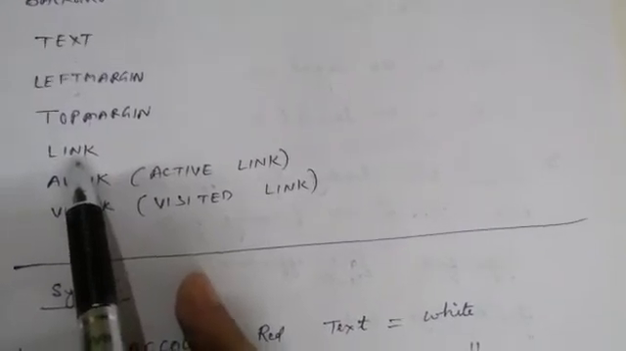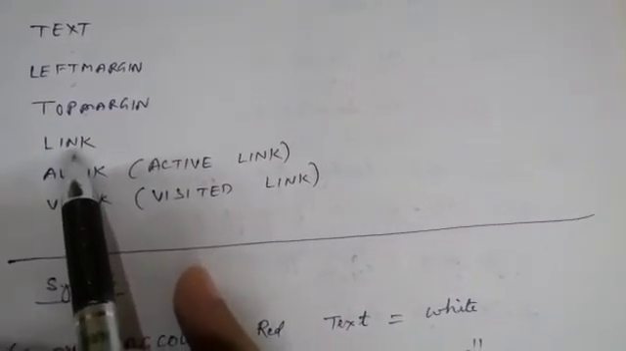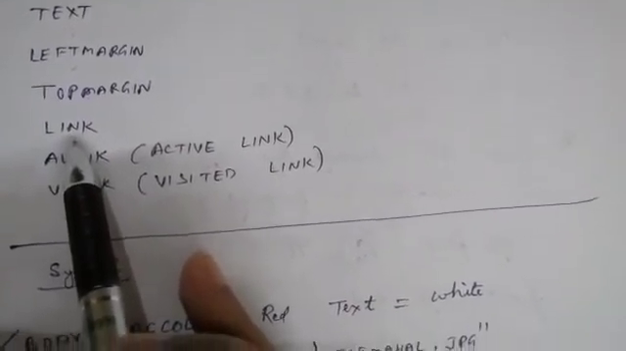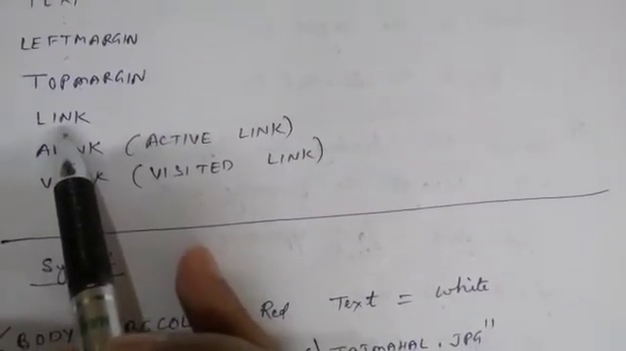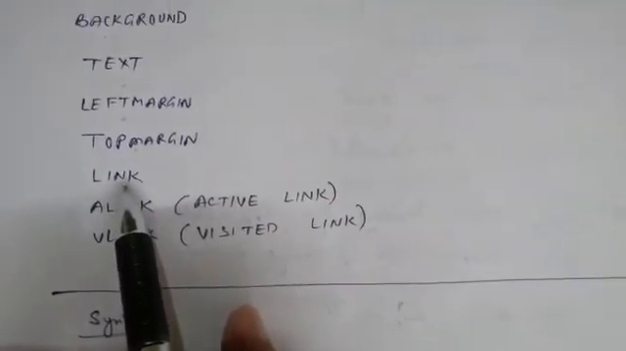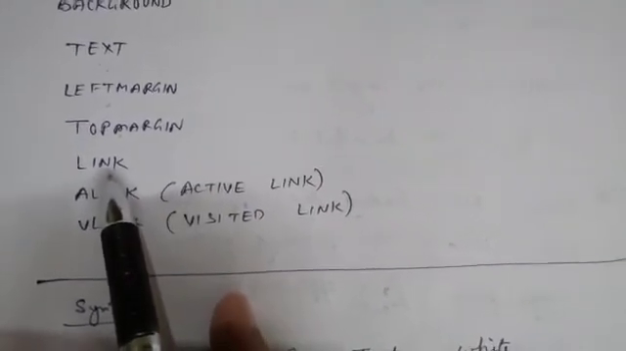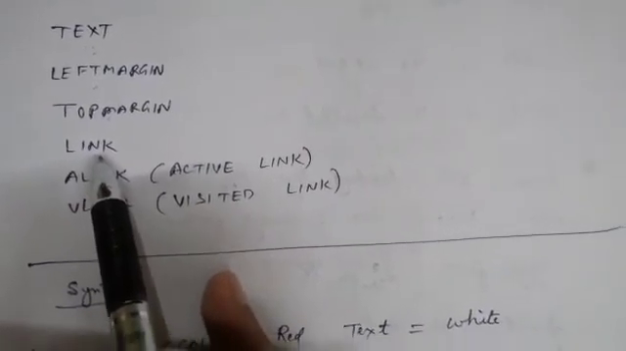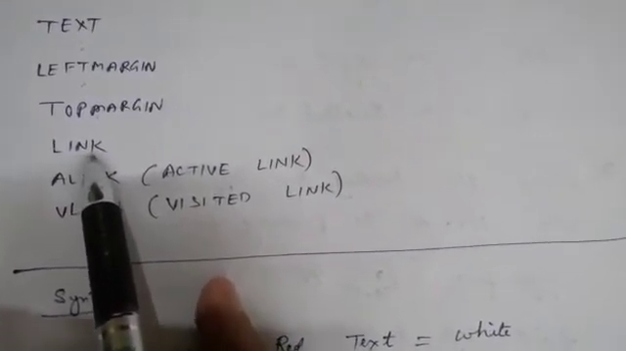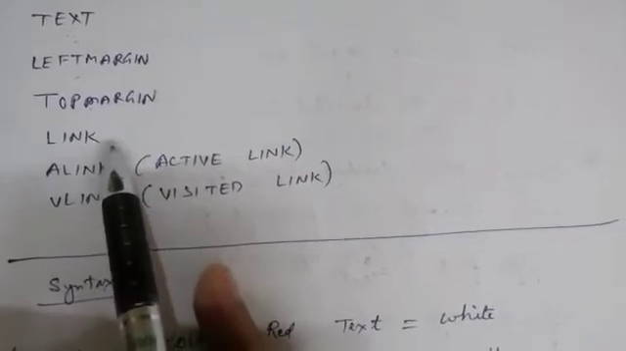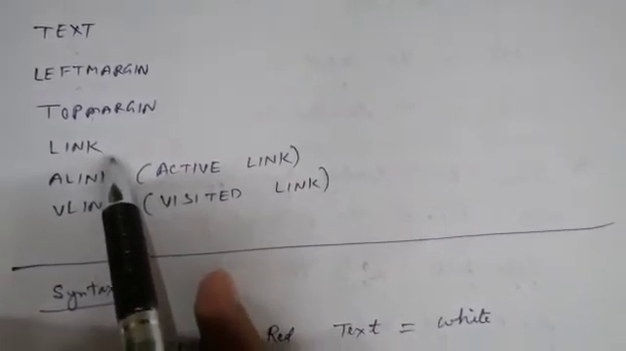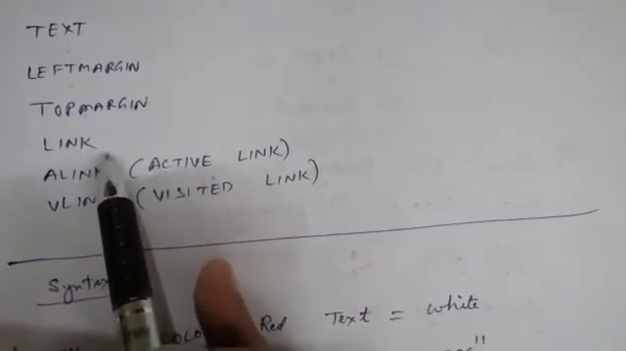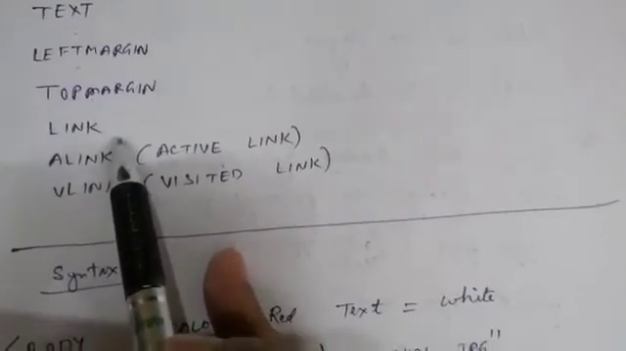By default the color of the link is blue. It is asked in your board exam or internal exam what the default color of a hyperlink is. So the default color of a hyperlink is blue. If you want to change the default color of the hyperlink from blue to some other color, yellow or red, here we can specify link equal to red, link equal to yellow. As the value, we give the color name or color code.